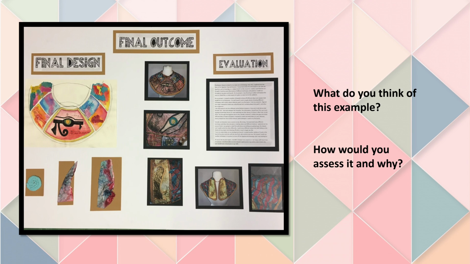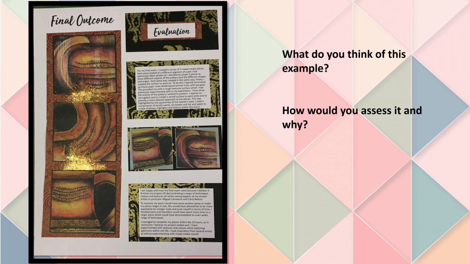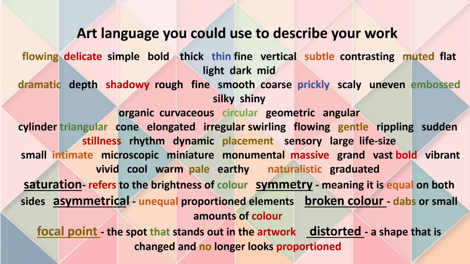And then this is another one, another final outcome board. Again, what do you think of this example? Have a read of what they've written in there, and have a think about how you could write it, what you might say, how you would assess that as well, and why you would give it those grades. So really thinking about the more in-depth words.